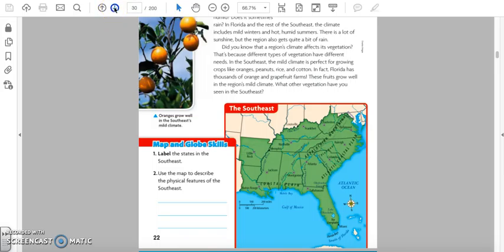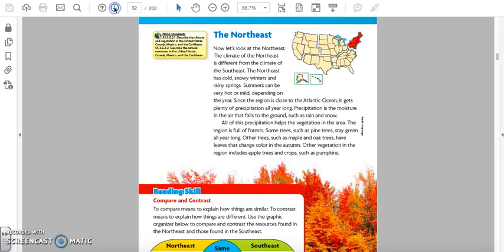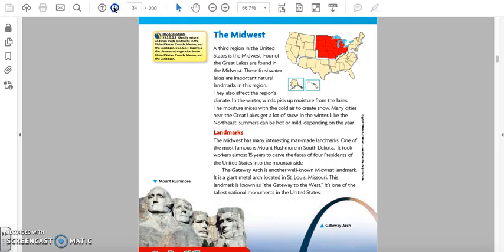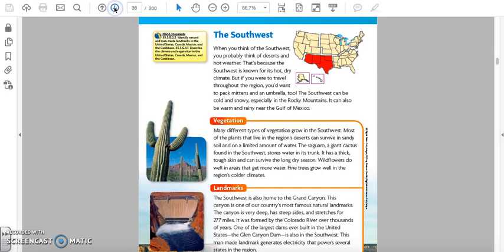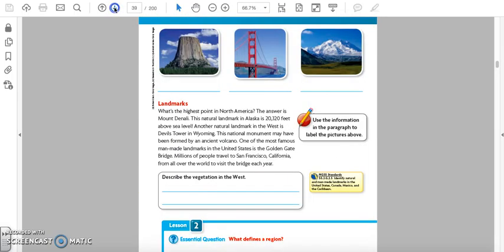Each region has 2 pages in the textbook that talks about the different things that you need to talk about in your project. So you may start with your textbook, but then I also want you to add to your research using the internet.